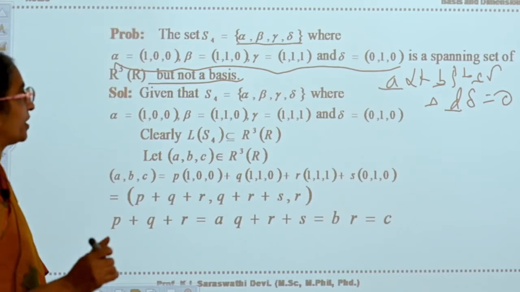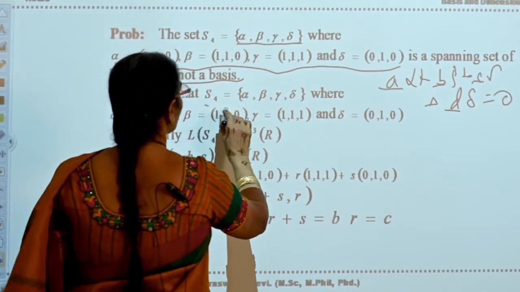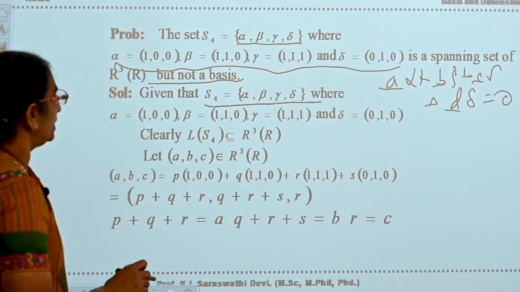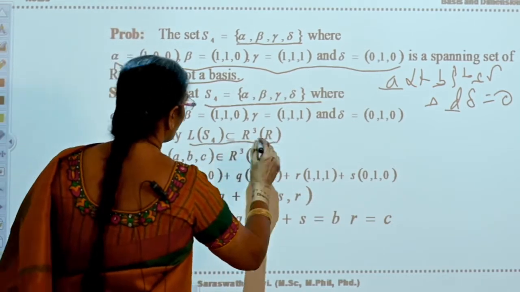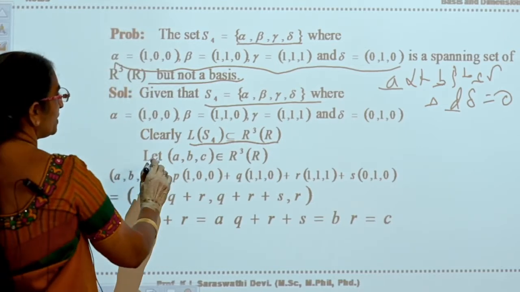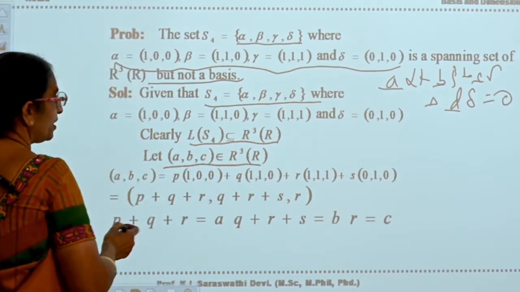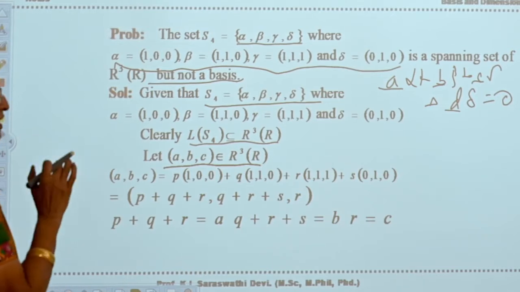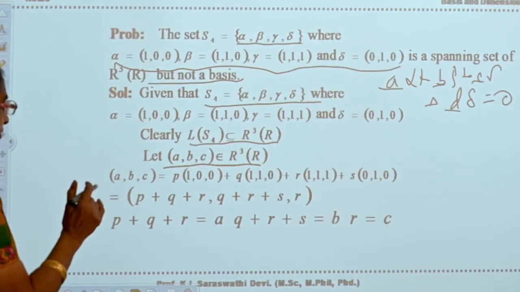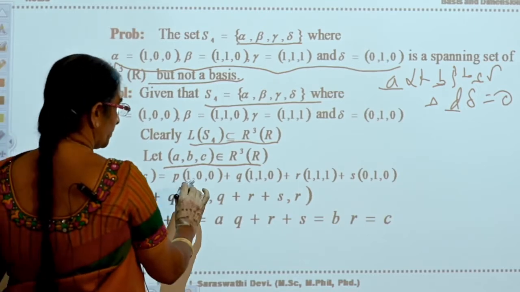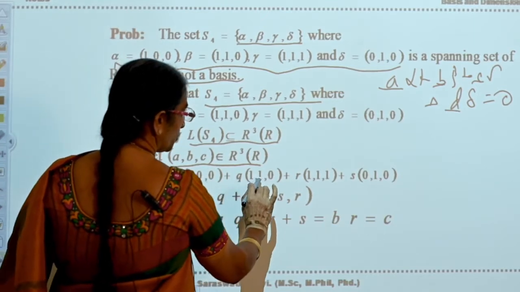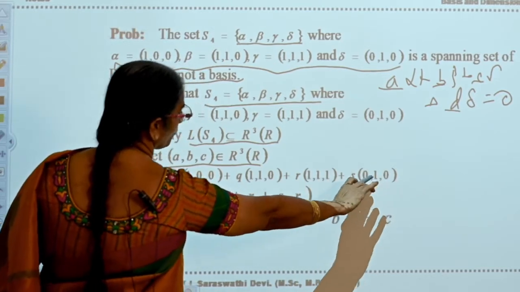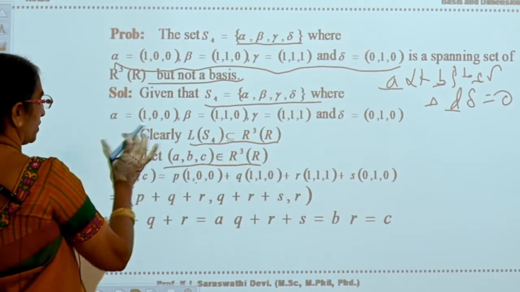Now see what we have done here. I have taken S4 = {α, β, γ, δ}. Clearly L(S4) is a subset of R3(R). Let (a, b, c) belong to R3(R). Now you are going to say R3(R) is a subset of L(S4). That means S4 is the spanning set. (a, b, c) = p(1, 0, 0) + q(1, 1, 0) + r(1, 1, 1) + s(0, 1, 0), the linear combination of the given set.